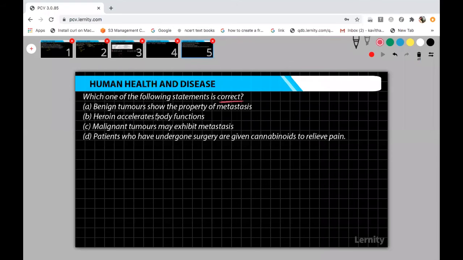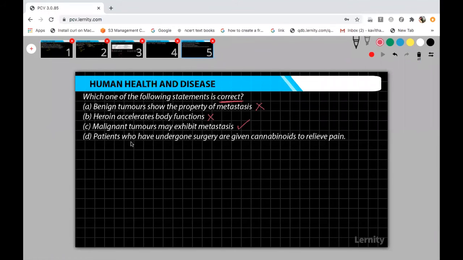Which one of the following statements is correct? We should mark the correct one. Benign tumor shows the property of metastasis. Benign tumor will not show the property of metastasis. It is malignant tumor. Heroin accelerates body function. Heroin is a narcotic. It is not a stimulant. So it will not accelerate the body function. Malignant tumor may exhibit metastasis. Yes. Malignant tumor can spread by either invasion or metastasis. So here, a malignant tumor may exhibit the metastasis condition.